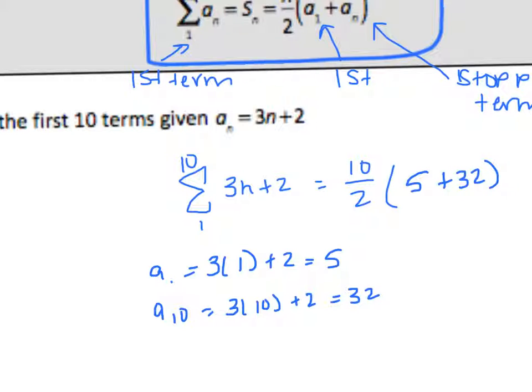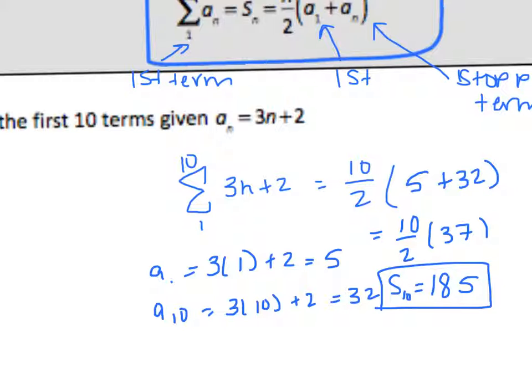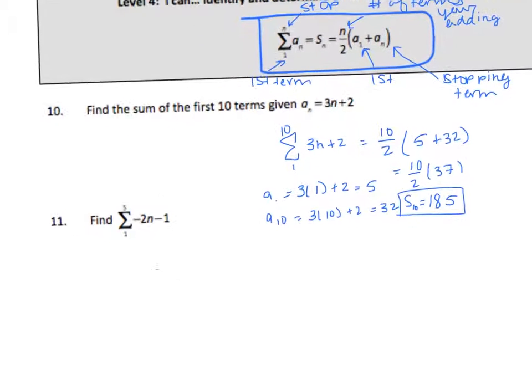So again, you're just going to go ahead and put this in your calculator. So 5 plus 32 is 37. And then you're just going to multiply this and you'll get 185, I believe. Let's just check. 37 times 5, 185, yep. So the sum of the first 10 terms in the sequence is going to be 185.